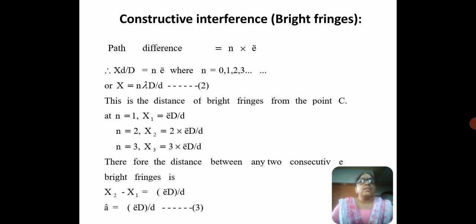Therefore, the distance between any two consecutive bright fringes, either x3 minus x2 or x2 minus x1, gives the same value, that is lambda D by d. It is denoted as the fringe width, beta, which is equal to lambda capital D divided by small d. Say this is equation 3.